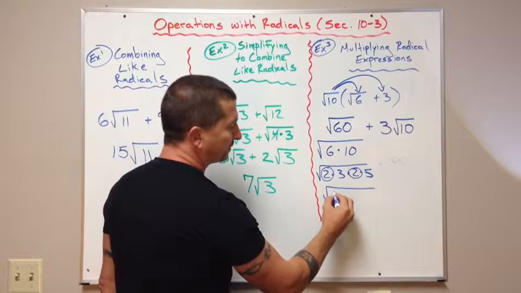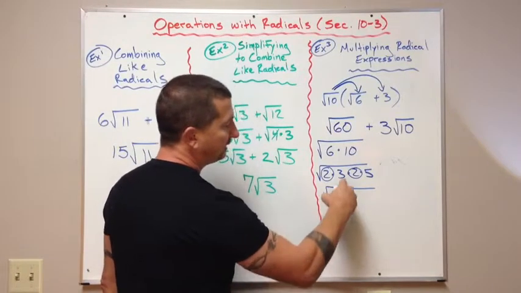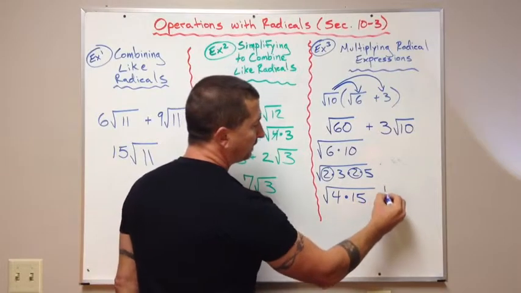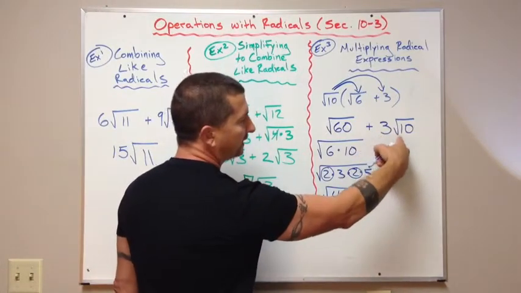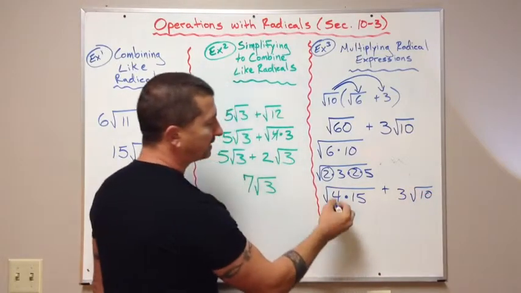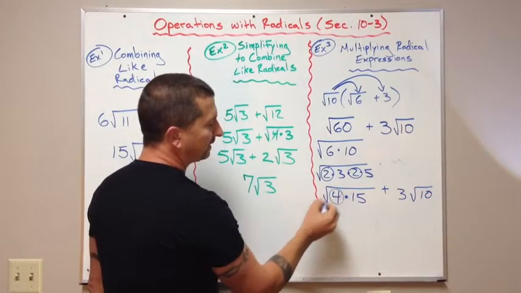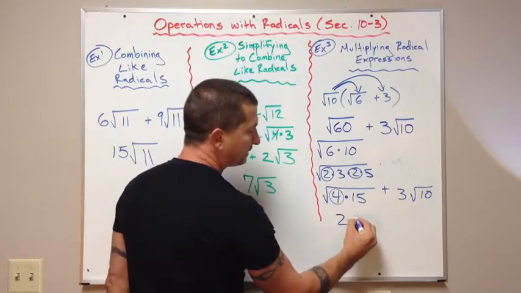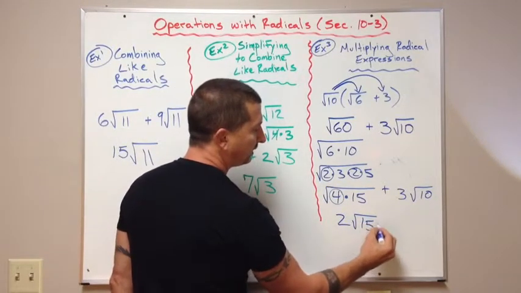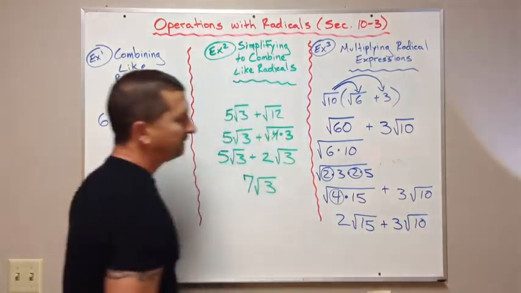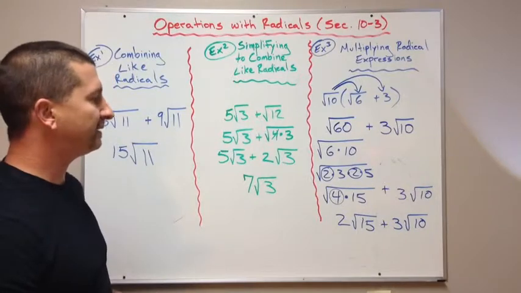But I'll write it out this way. 4 times, and we have 3 times 5 left over, which is 15, plus 3 times the square root of 10. Don't forget about that. Now we can factor out the square root of 4, and it becomes 2 times the square root of 15 plus 3 times the square root of 10. And that's the final answer.